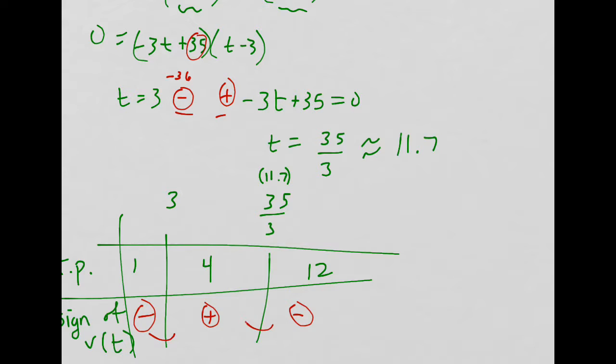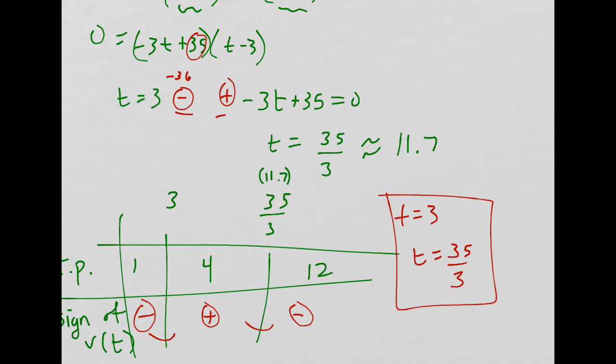Shoot, that means t equals 3 is where the particle changes direction, and t equals 35 over 3 is where the particle changes direction. That's it. That's the end of the problem.